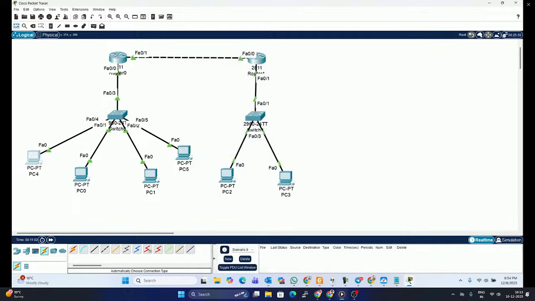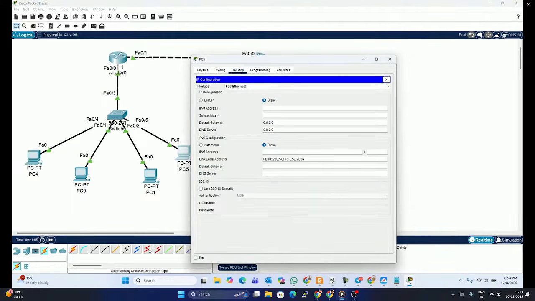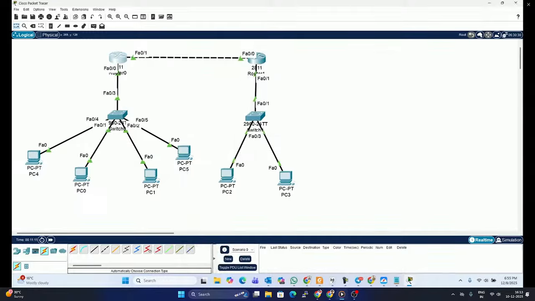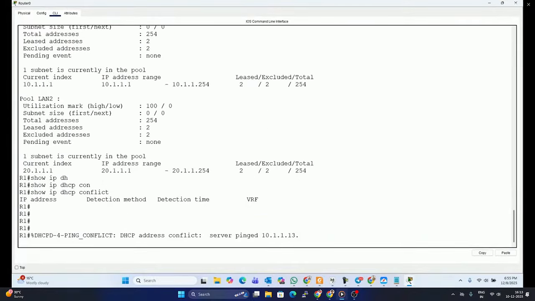And to this user we'll go and say please offer an IP address. You will notice that it's going to receive 10.1.1.14. But before that, the router is saying that we have a DHCP address conflict, that we are able to ping 10.1.1.13, that this IP address is reachable.